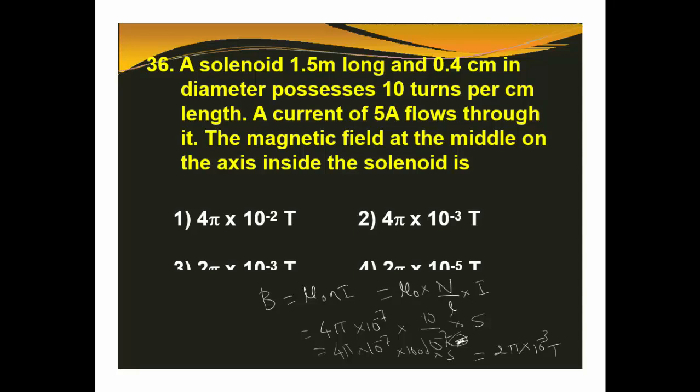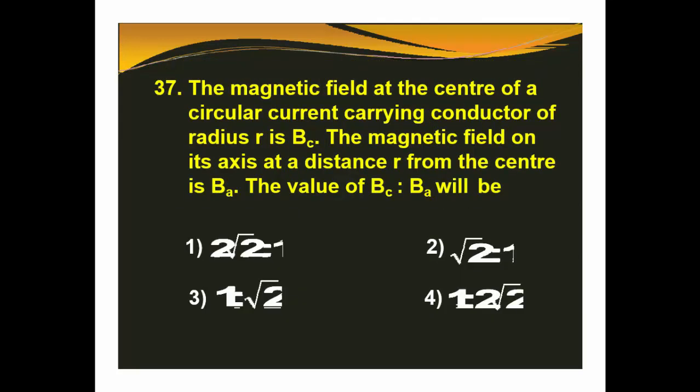Do the calculations. So option 3 is correct, it is 2 pi into 10 raised to minus 3. See, a simple mu naught n i, that is mu naught into N by L into I. N by L means 10 by 10 raised to minus 2. Why? Because 10 turns per centimeter, 10 by 1 centimeter. Okay, so we go for the next question.